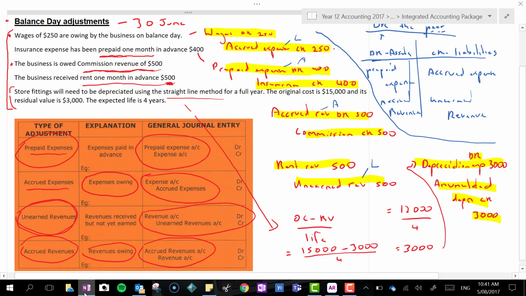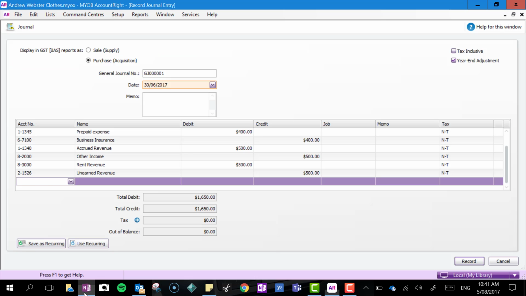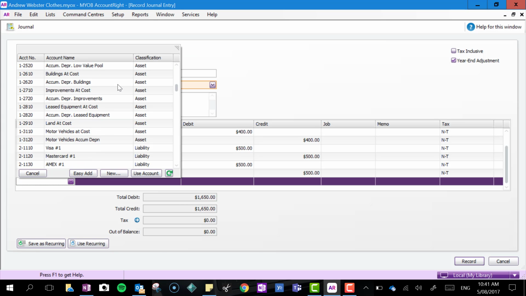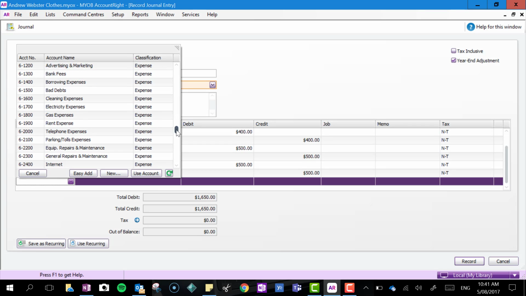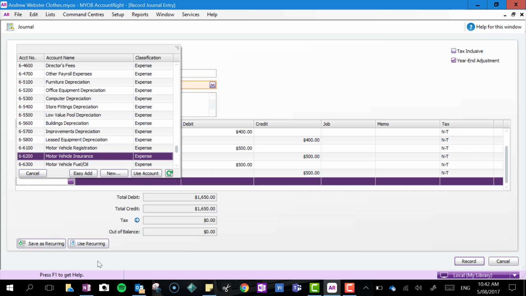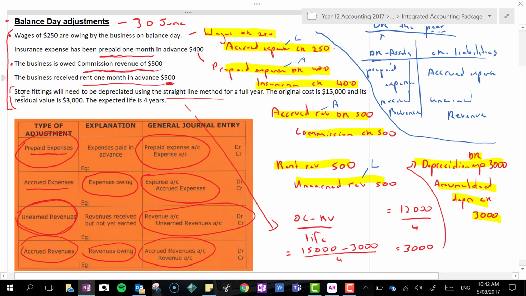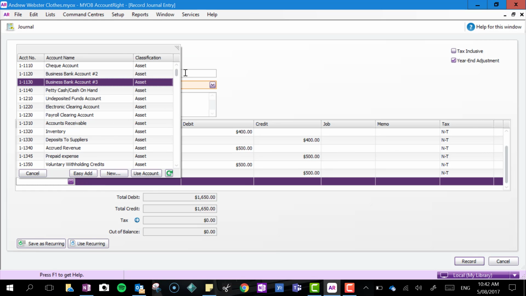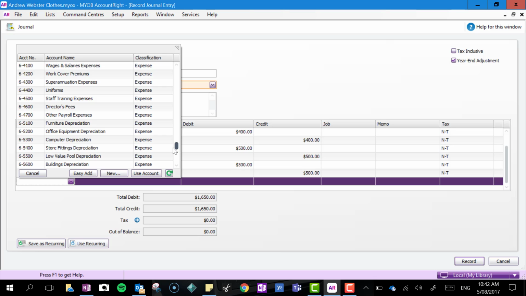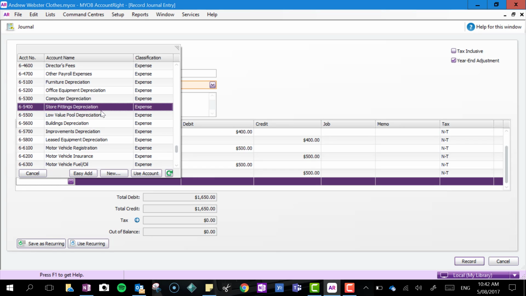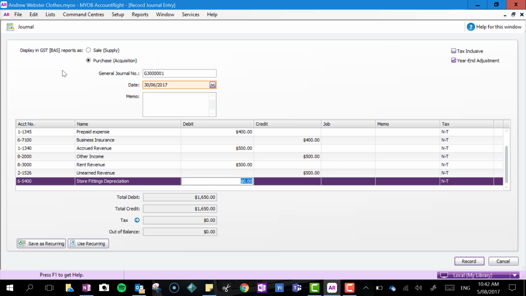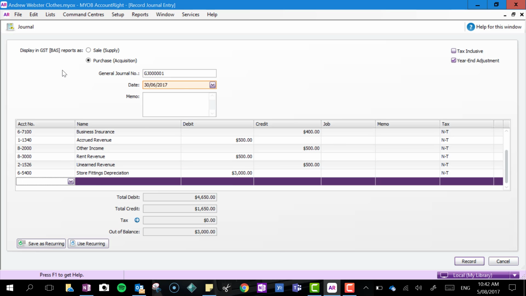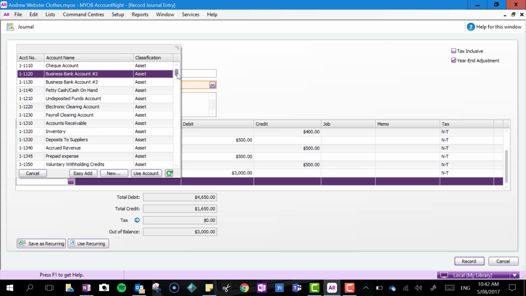Let's keep going now. We have depreciation. So depreciation expense for 3,000. That's our DR. So we need to find our expenses. We're looking for our depreciation now. It was on, see up here, store fittings. So what we need to do is find store fittings depreciation specifically. So if I go back to my expenses, go down to all these depreciation expenses, where's store fittings depreciation for 3,000.